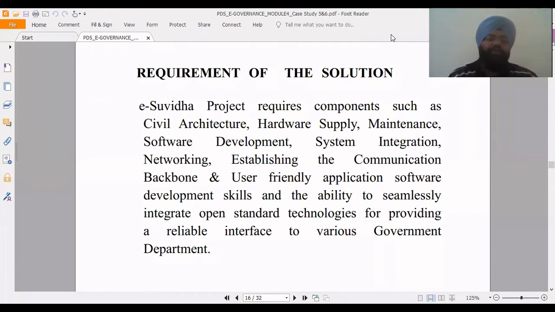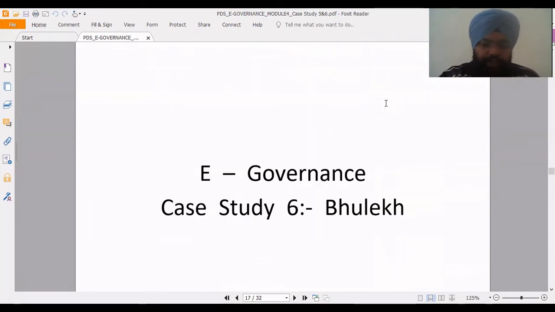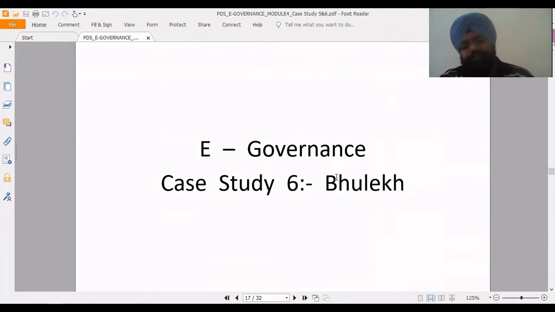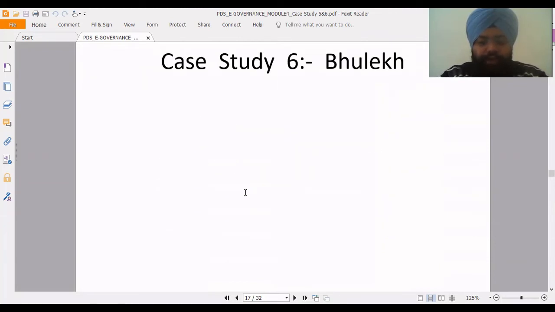So with this, we end this case study. The next case study we are going to take is Bhulekh. From the subject e-governance, we are going to take a case study of Bhulekh.